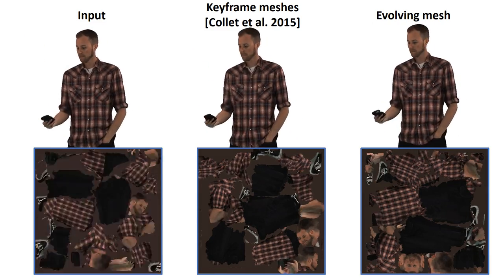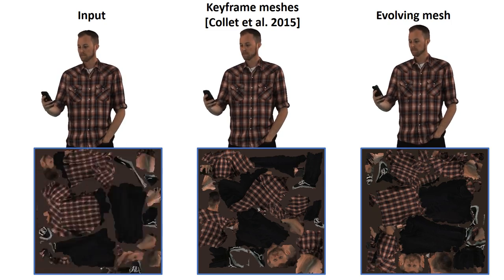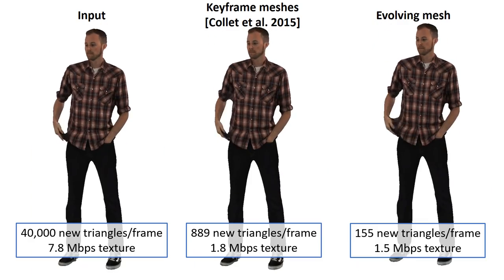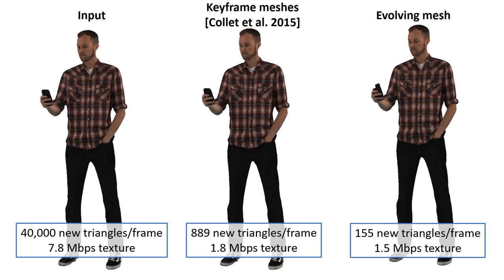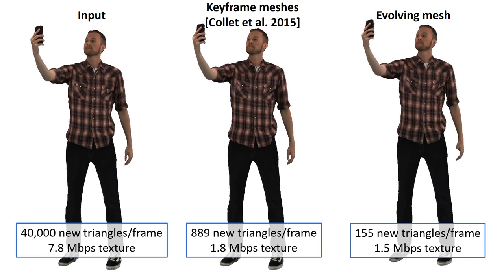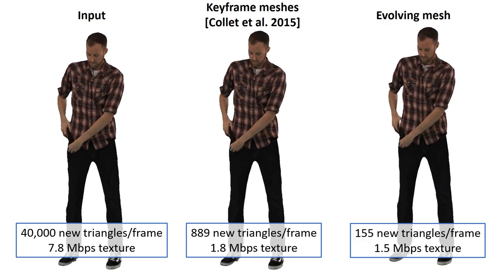This results in output with more temporal coherence than the input, but still exhibits parameterization discontinuities when entire keyframes are replaced. In contrast, our approach only performs localized updates of the mesh connectivity, producing a more compact output that introduces fewer new triangles and generates a texture atlas that is more readily compressible.